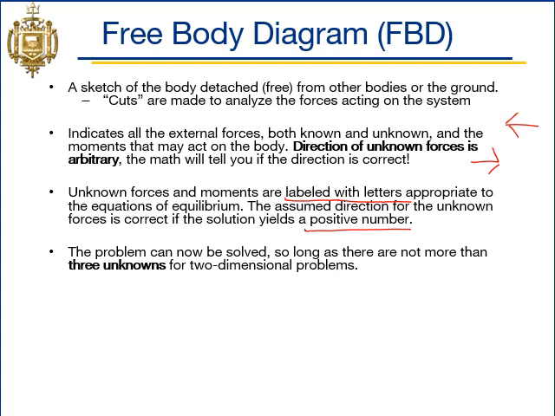All right, so once you get a free body diagram that has everything labeled, all your knowns and unknowns, then you can solve, so long as you don't have any more than 3 unknowns for two-dimensional problems. So if you have more than 3 unknowns, you may have done something wrong, so go back and take a look. But you should only have 3 unknowns for our 2D statics problems.